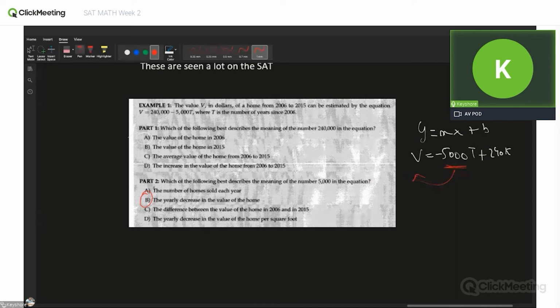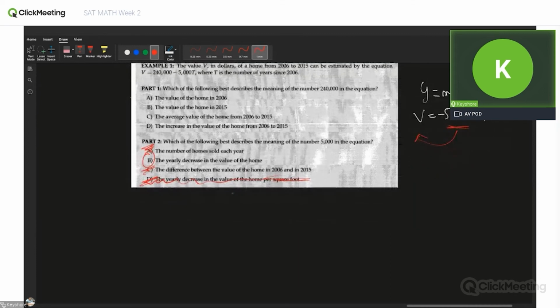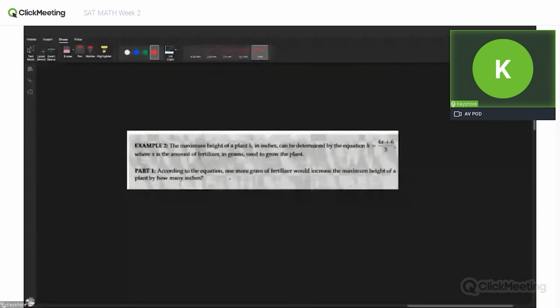So it's not A. C is the difference between the value of the home in 2006 and 2015. What? I don't understand that. D, the yearly decrease in the value of the home per square feet. I don't know. We're not taking per square feet. Nothing even talks about per square feet, so it can't be D. So let's go to the next question.